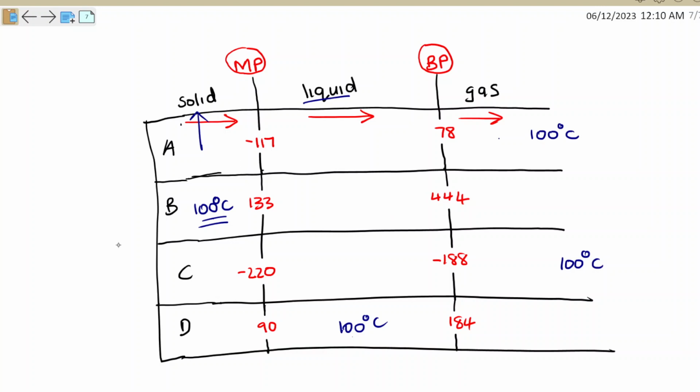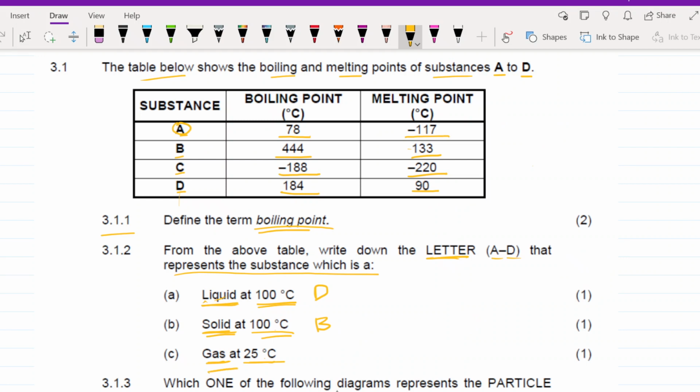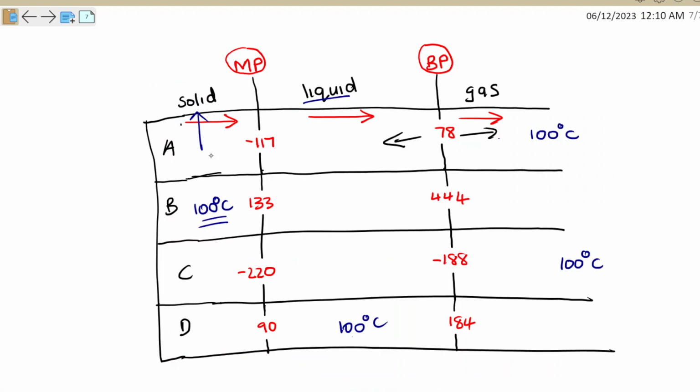Where is 25? Okay, let me put here, look at A. Above 78, you cannot get 25. 25 must be this way. So remember, we are looking for the one that is a gas at 25. So it cannot be A. A is not a gas at 25. Look at B. You cannot get 25 above 444. 25 must be somewhere below here. So it's not B.